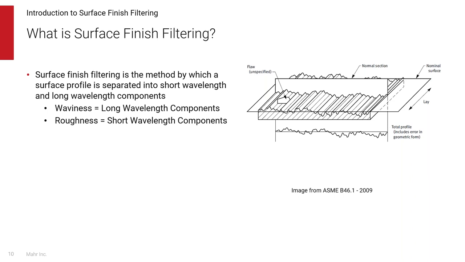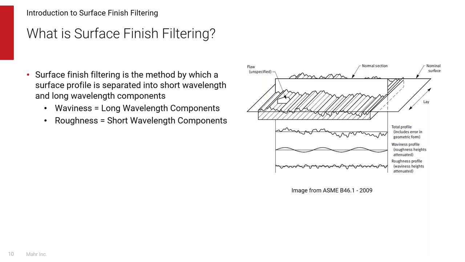I mentioned it briefly, but what is surface finish filtering? Well, surface finish filtering is the method by which a surface profile is separated into the different components. Now, we talked about the surface having the different parts of the process, the waviness, the roughness, the straightness. All those things are a part of that surface manufacturing process. Filtering allows us to separate those things.